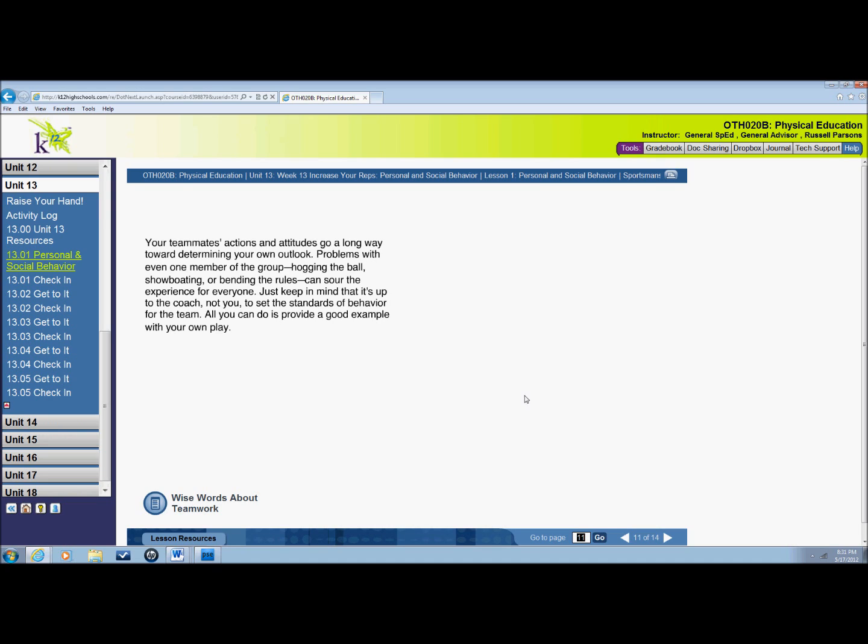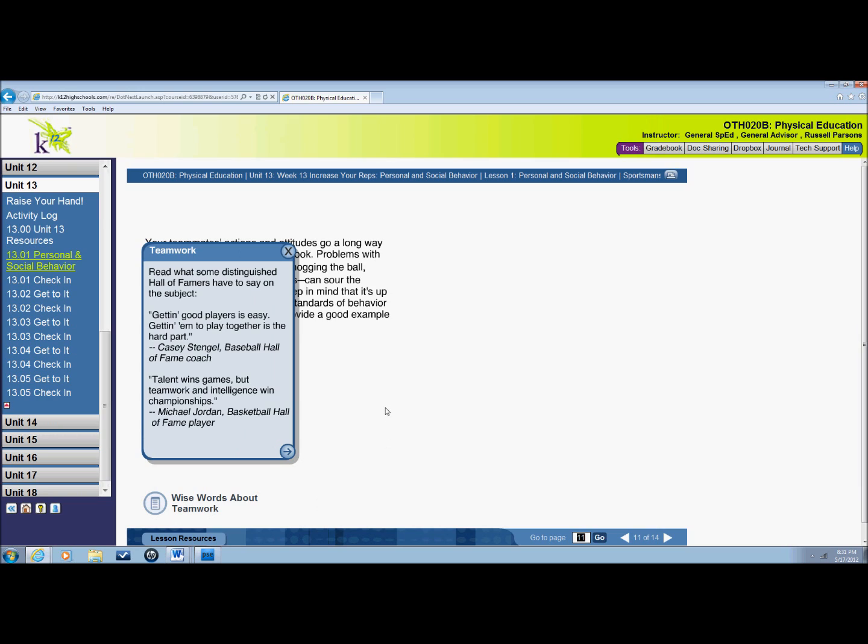And there's another little pop-up down here, and it's called Wise Words About Teamwork. And when you click on it, it says, read what some distinguished Hall of Famers have to say on the subject. Okay. So the first quote is, "Getting good players is easy, getting them to play together is the hard part." And that's by Casey Stengel, Baseball Hall of Fame coach.